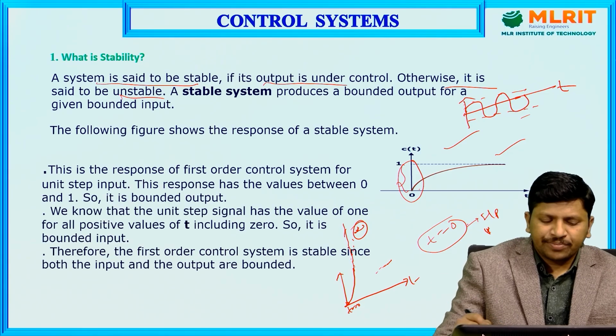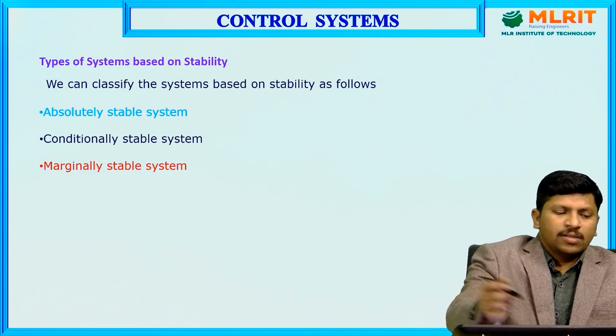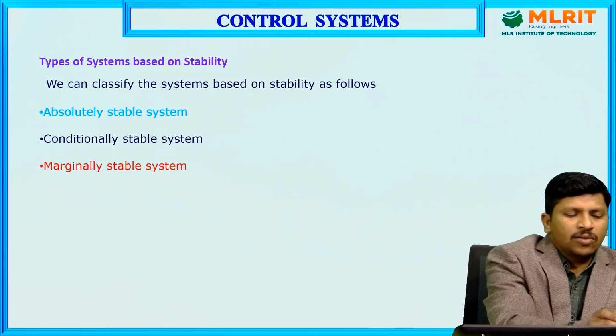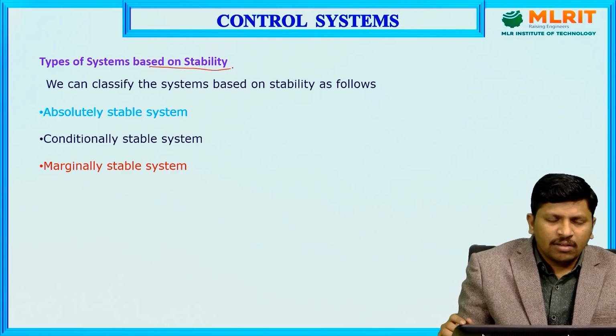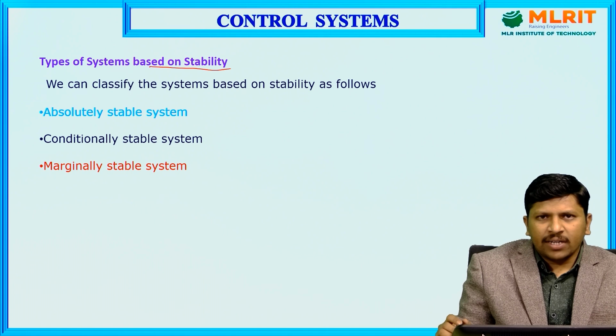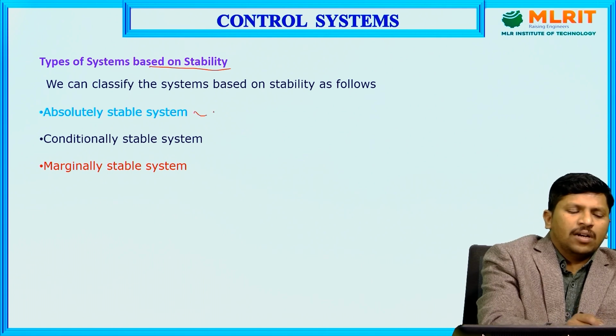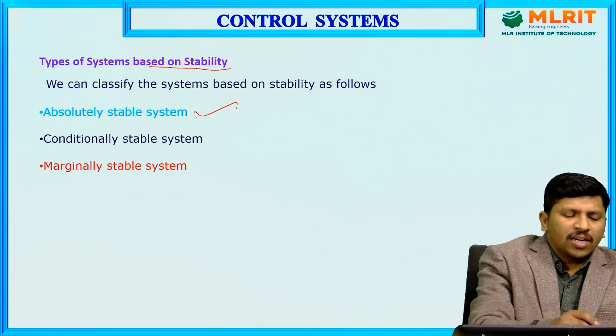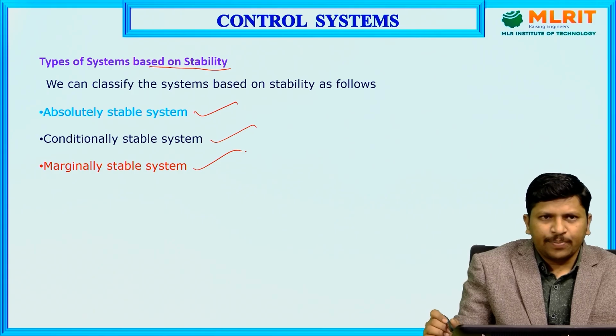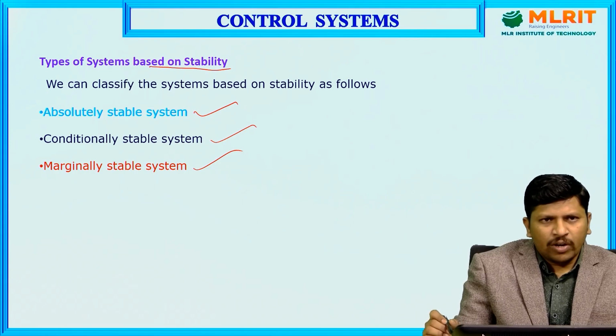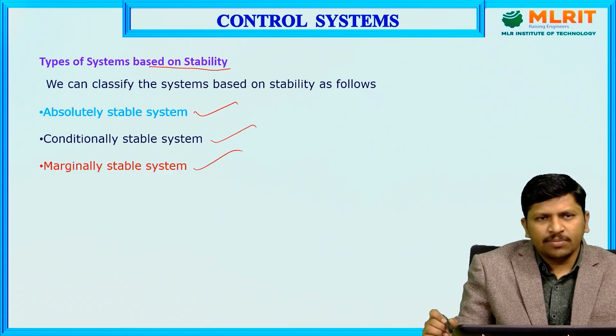Next, see the types of systems based on the stability condition. We are going to categorize the systems based on the stability condition. The first is the absolutely stable system, then conditionally stable systems, and marginally stable systems, all these three, right? And the unstable system is one more. So absolutely, conditionally, marginally stable systems and unstable systems are all the types of systems based on the stability condition.